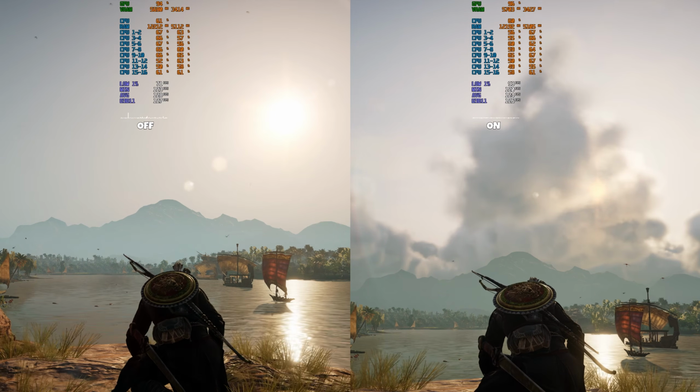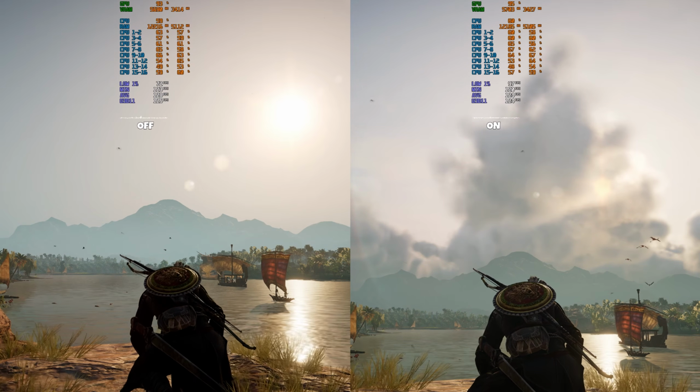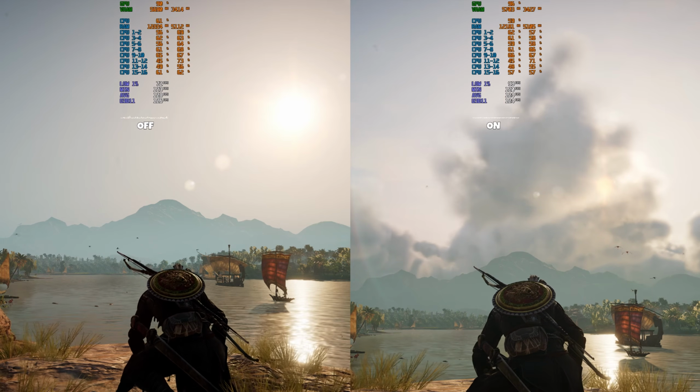But if you notice the 1% lows again behaving weird, then turn it back on. But here I recommend Volumetric Clouds off, since you barely look up in the sky anywhere while playing the game.